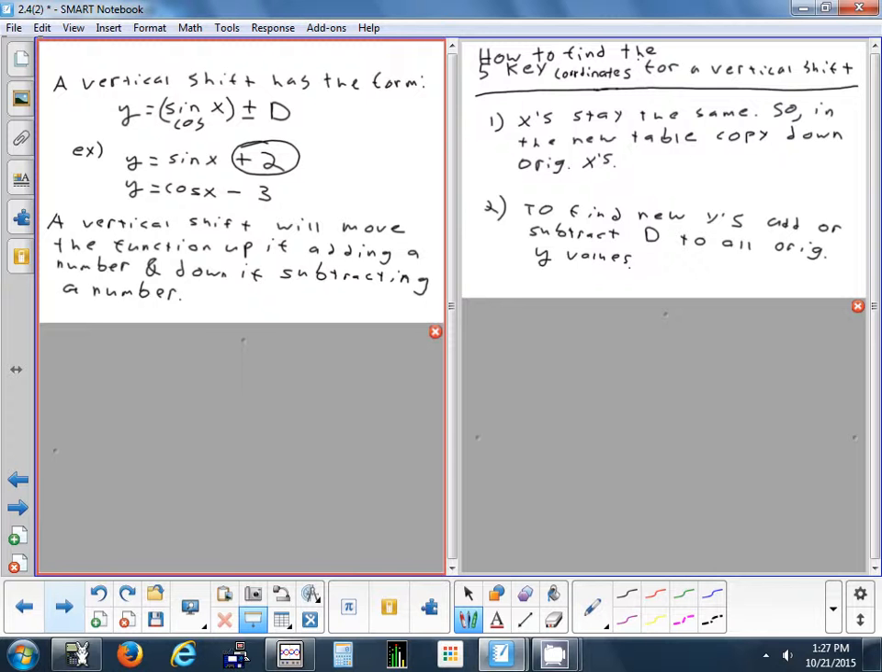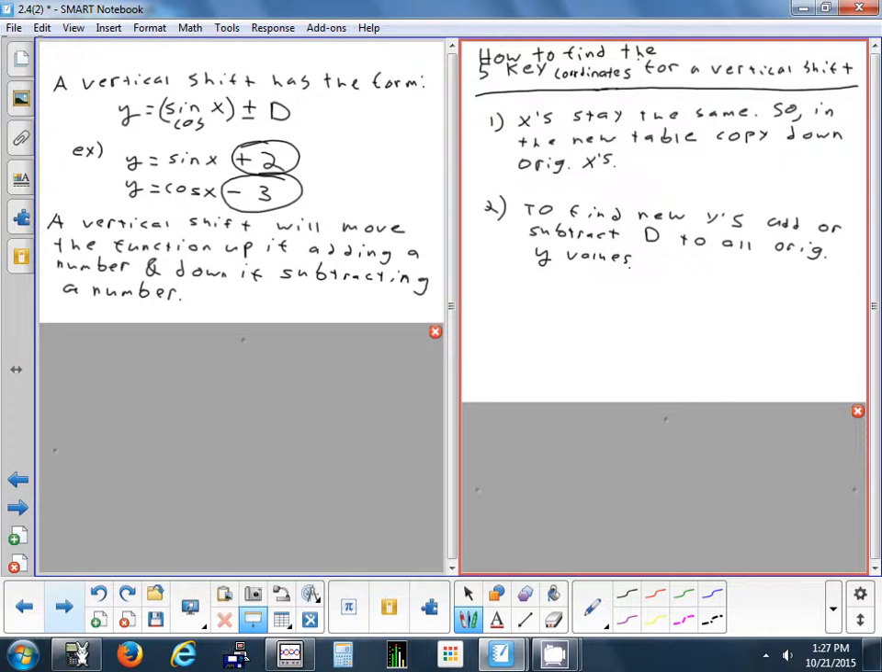So if I was graphing sine of x +2, I would take all the y values for sine and I would add 2. If I was graphing the one on the bottom, cosine of x -3, I'd copy the x's down, they stay the same. And to get my new y values, I would subtract 3 from all the originals. So you do exactly what you see right here. Don't do the opposite. Does everybody have what's on the left?